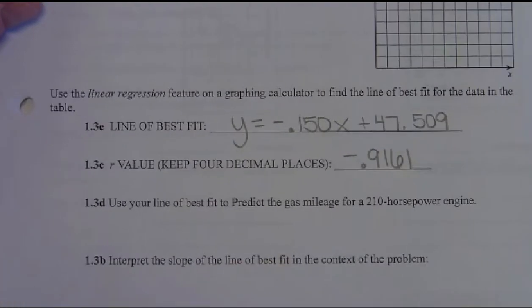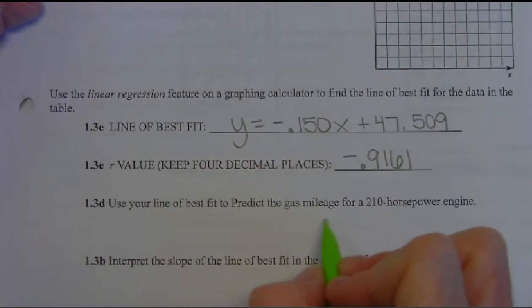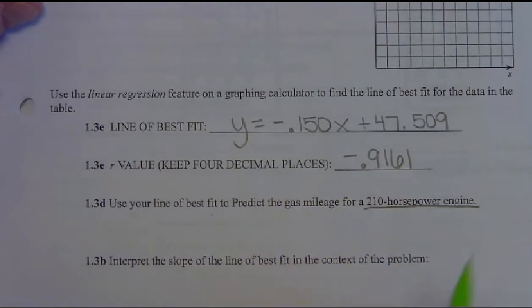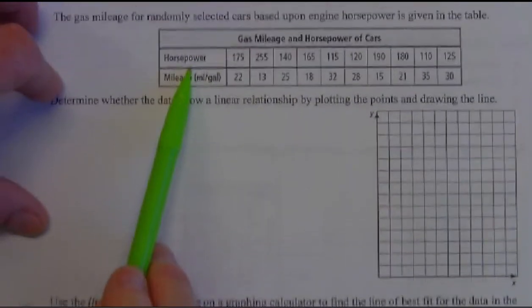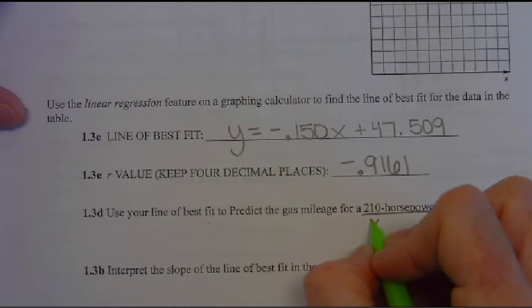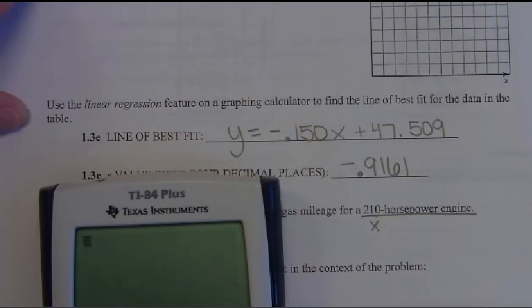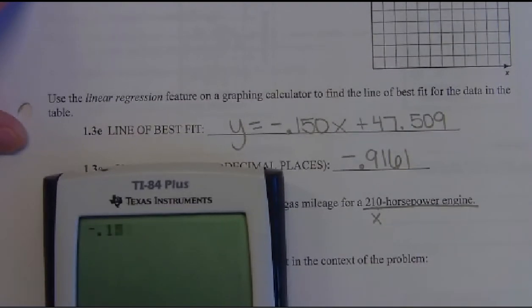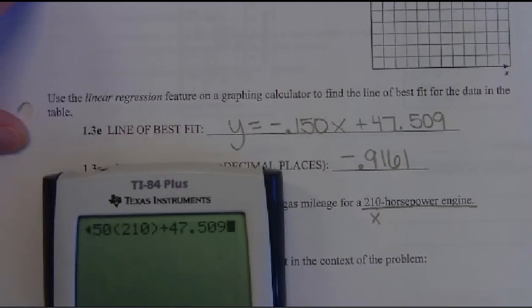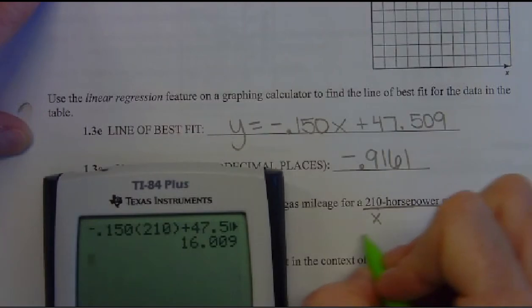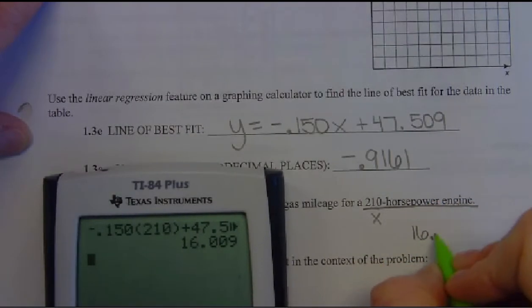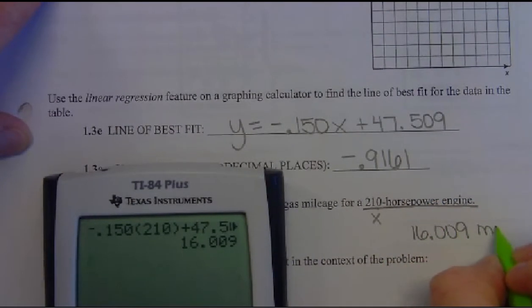So the next question says, use your line of best fit to predict the gas mileage for a 210 horsepower engine. Because horsepower was my x's up here, I'm going to take 210 and plug it in for x. So I have negative 0.150 times 210 plus 47.509. So in this case, that's going to give me 16.009 miles per gallon.